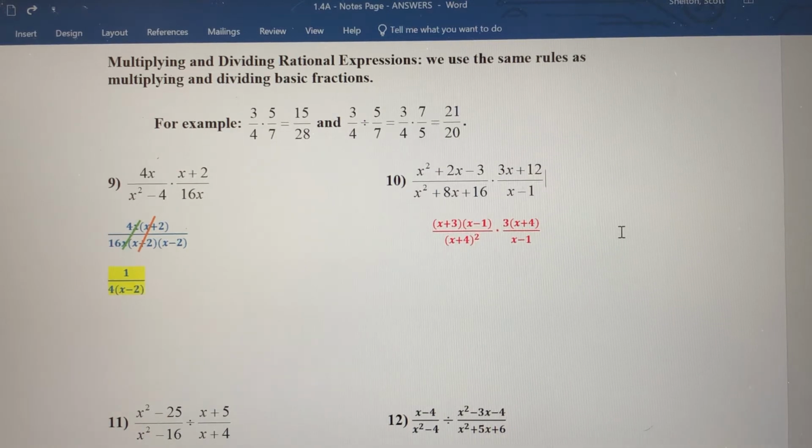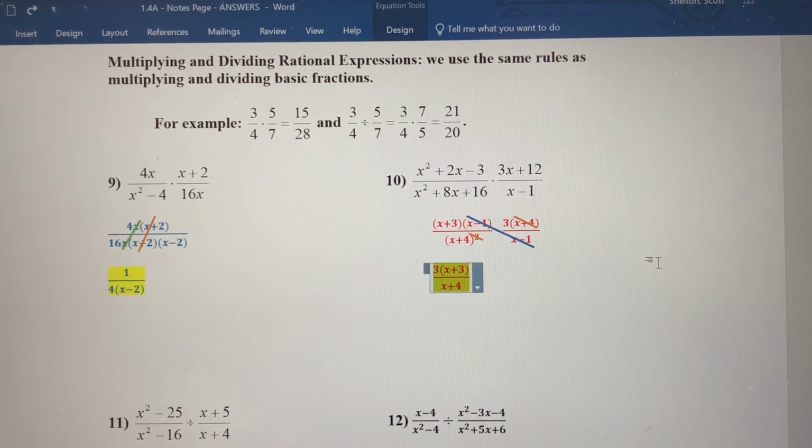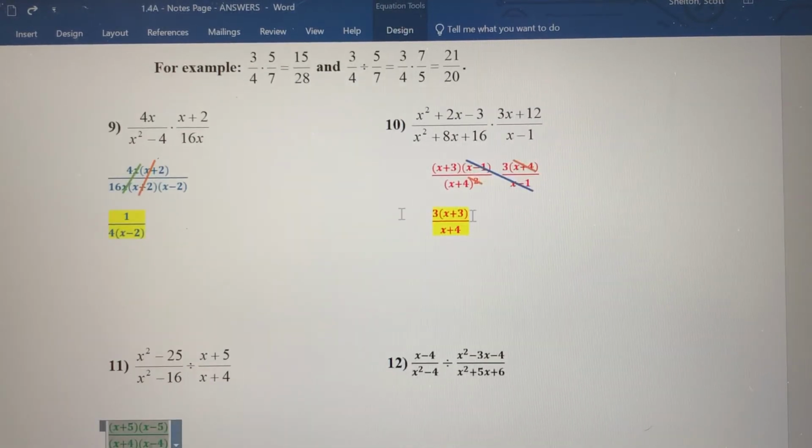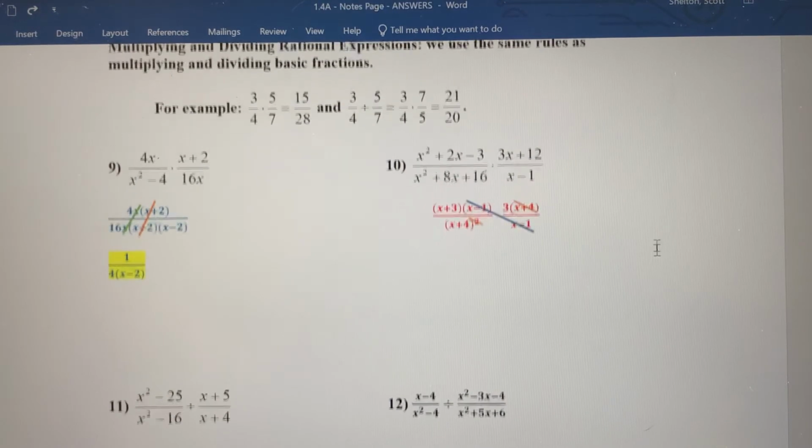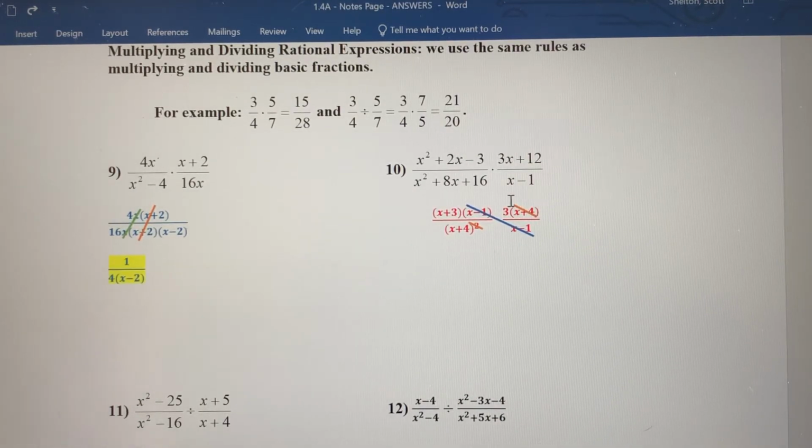Okay. Now, let's cancel where we can. So those x plus 4s, I have one of those here. I have 2 of those here. I'm only going to get rid of one of those, okay? And then it looks like the x minus 1s can cancel, okay? All right. So what's left in the numerator is 3 times x plus 3, and in the denominator is x plus 4. All right, so that's the product when we multiply these 2 rational expressions. Again, if you want to think about domain, you can go through that process.